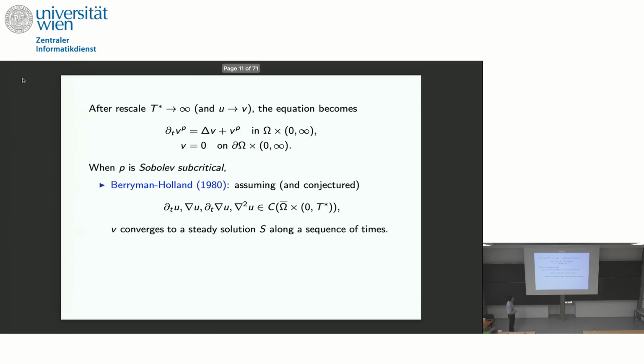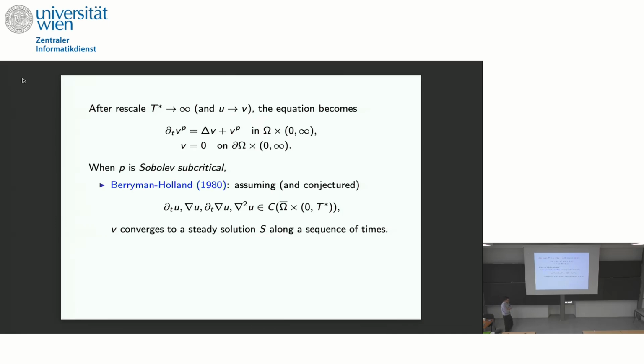When p is Sobolev subcritical, like p is strictly less than (n+2)/(n-2), in a very pioneering paper of Berryman and Holland, they studied this vanishing behavior. They assumed the regularity of the solution up to the boundary, and then showed that the solution indeed converged to a steady solution along a sequence of time. From the nowadays point of view, this is not a very strong conclusion, the convergence only along a sequence of time.